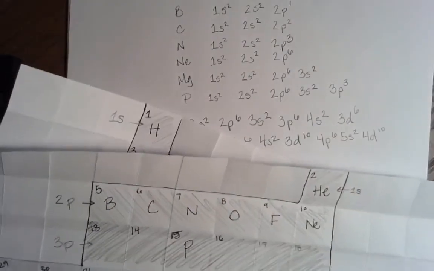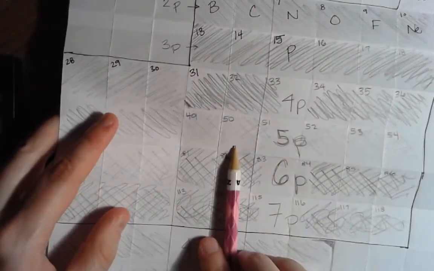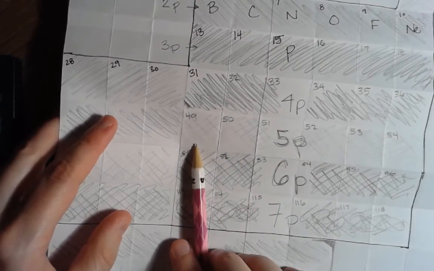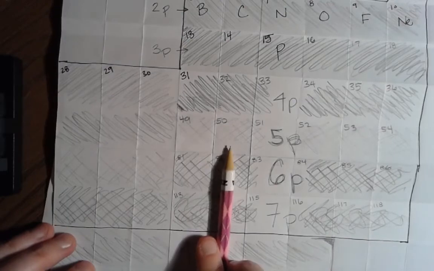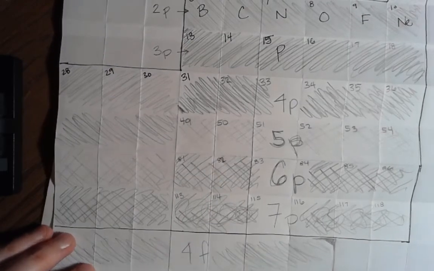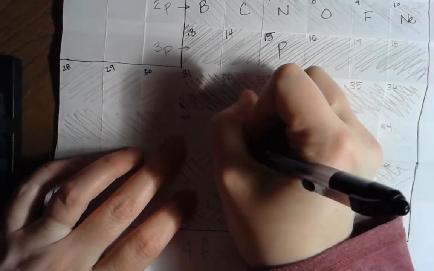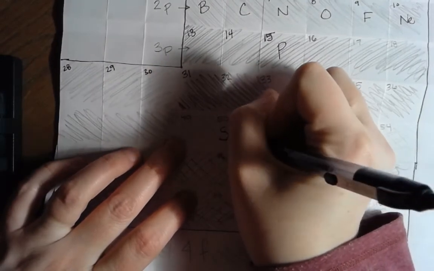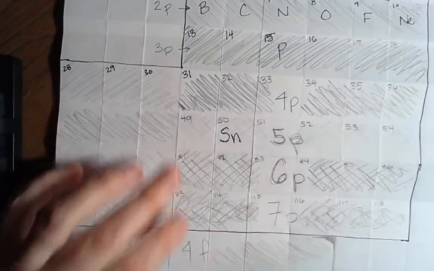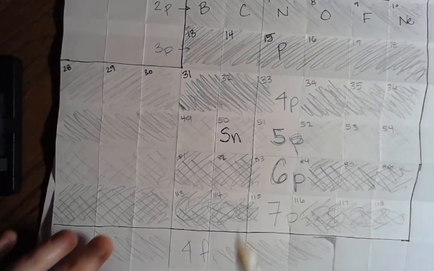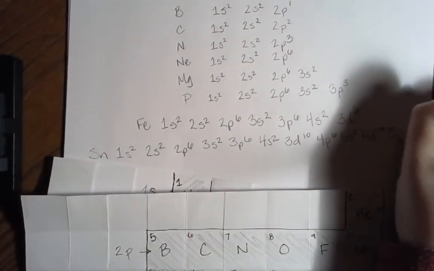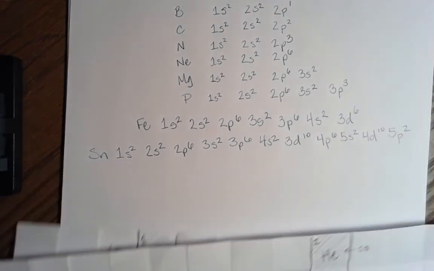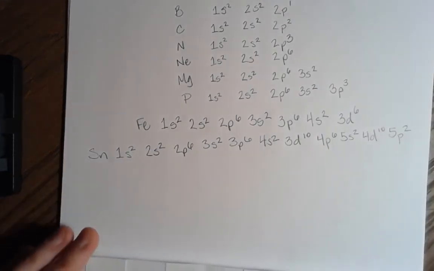Now you're over to your 5p. Here's tin. Your 5p starts where the transition metals end. In your 5p, once you get to tin, counting 1, 2. I'll make this nice and bold too. So here's where we're going, tin right there. And in our 5p orbital, we've got 2 electrons. Okay, so this is an example of a sentence that gets a little bit longer.